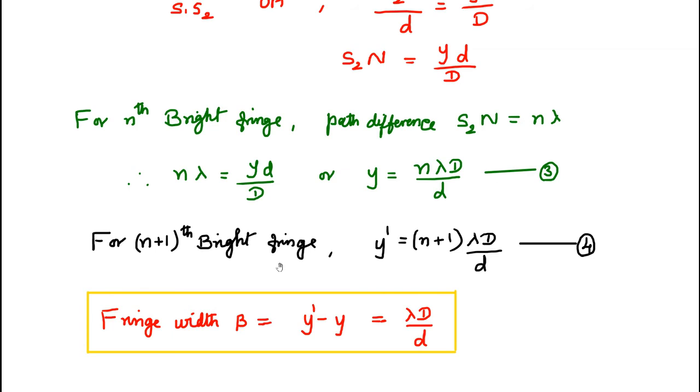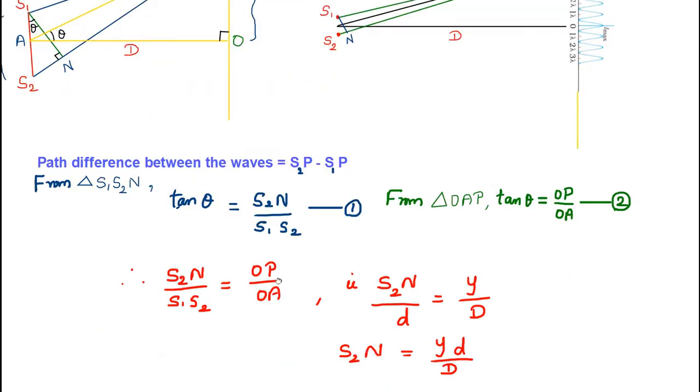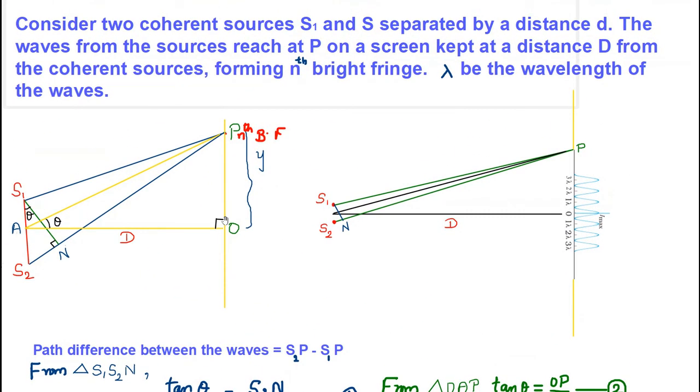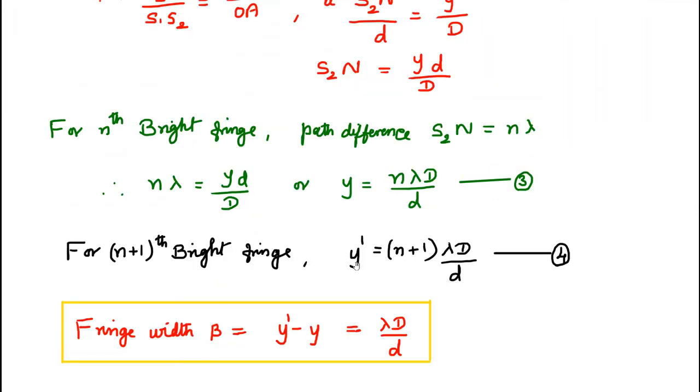Similarly, y dash equals n plus 1 lambda capital D by small d, and y dash is the distance from O to the n plus first bright fringe. So what is the distance between the n plus first bright fringe and the nth bright fringe? That is the fringe width beta. That is y dash minus y, which is equal to lambda capital D by small d.